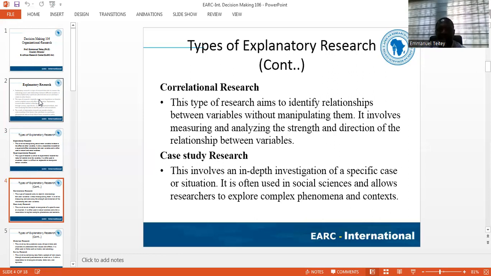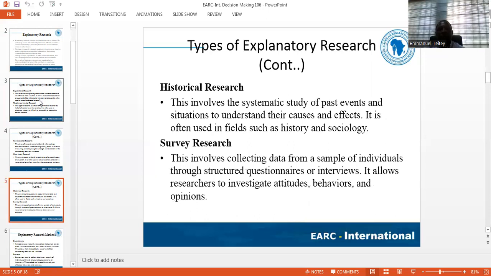Case study. Case study is another type of explanatory research. This involves an in-depth investigation of a specific case or situation. It is often used in social science and allows researchers to explore complex phenomena and contexts. Types of explanatory research continue. We are still on types of explanatory research.